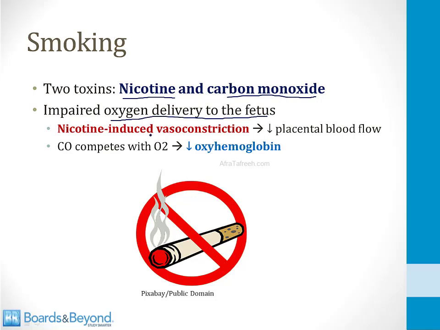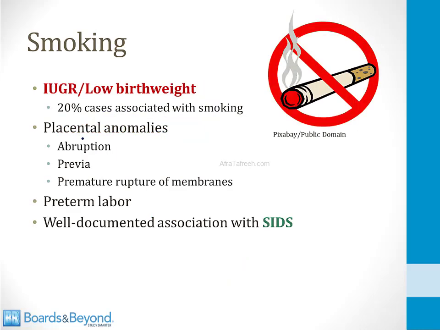First of all, nicotine can cause vasoconstriction. This can decrease placental blood flow. And then carbon monoxide can compete with oxygen for binding to hemoglobin, and this can decrease the amount of oxyhemoglobin in the maternal blood. So by both of these mechanisms, less oxygen is delivered to the fetus during pregnancy. And if you understand that mechanism, it's very easy to understand the consequences of smoking during pregnancy.